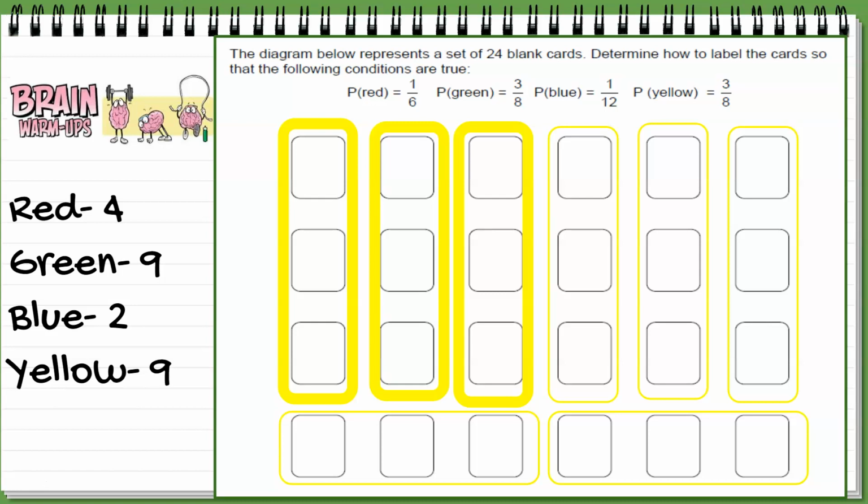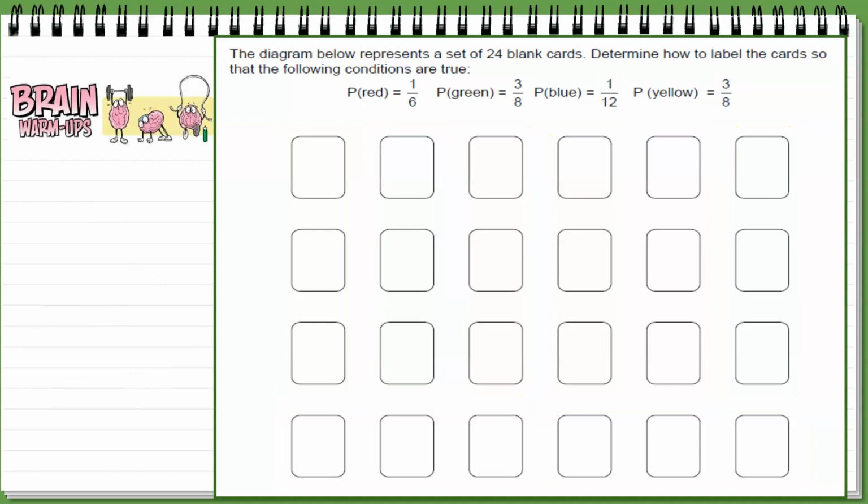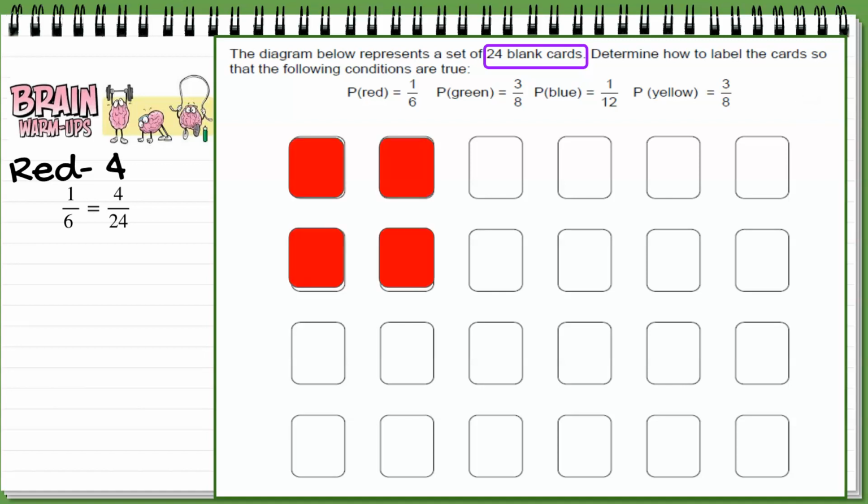Another way is to think about it proportionally. If I know there are 24 cards, I should be able to write a proportion with each of these values, ratios, rates, and be able to determine how many cards there are. So let's think about red. Red is 1/6. Well, 1/6 is how many 24ths? Well, I say 6 times 4 is 24, and 1 times 4, and so I get there are 4 red.